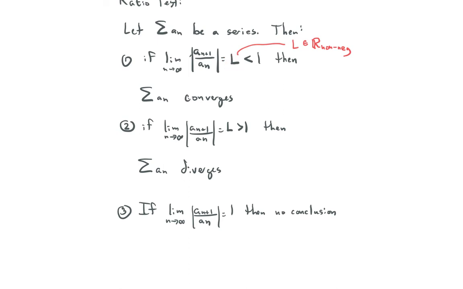If this number is less than 1, I know that the series converges. Conversely, if it's greater than 1, I know that the series does not converge. It diverges. And the only case that we didn't talk about is when it equals 1. And if it equals 1, we can't say too much. There's no real conclusion. We have to try another test.